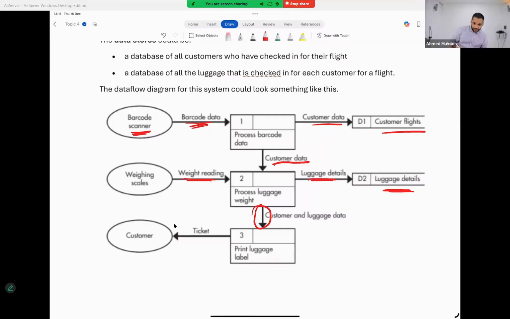And then we have an output which is given to the customer. Can you all see? The source is the customer and the output is given to the customer. What is the output? The ticket is given to the customer.